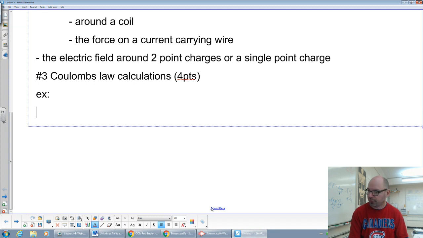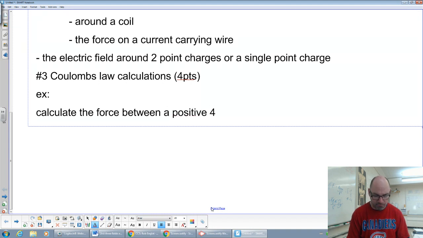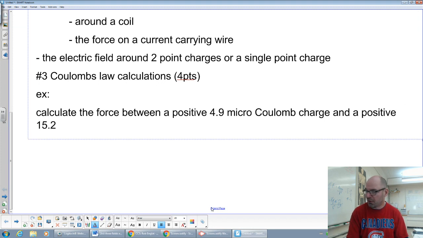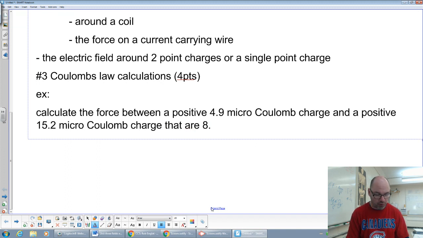Calculate the force between a positive 4.9 microcoulomb charge and a positive 15.2 microcoulomb charge that are 8.4 centimeters apart.